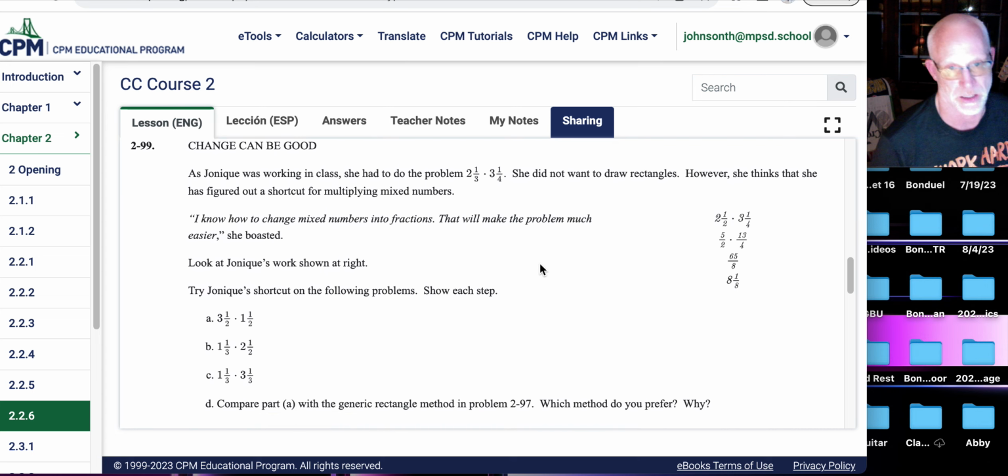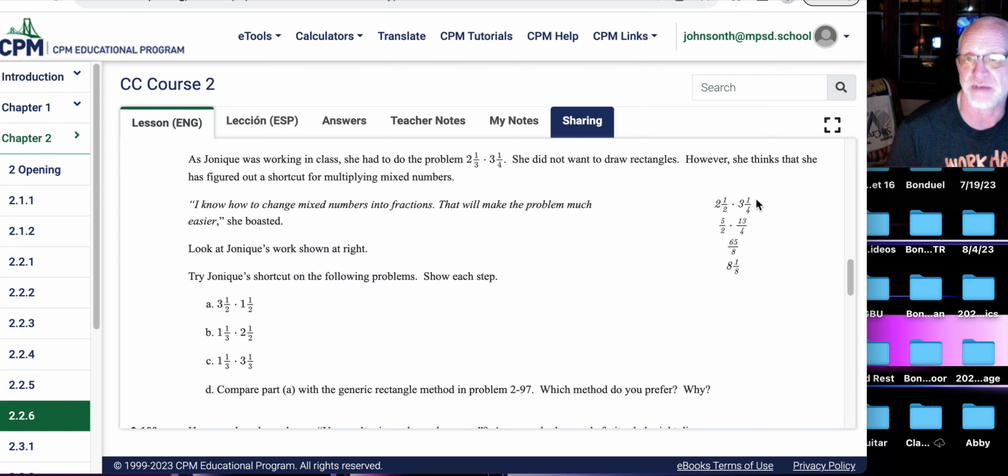As Jonique was working in class, she had to do the problem 2 1/2 times 3 1/4. She did not want to draw rectangles. However, she thinks that she has figured out a shortcut for multiplying mixed numbers. I know how to change mixed numbers into fractions. That will make the problem much easier, she boasted. Look at Jonique's work shown at the right.